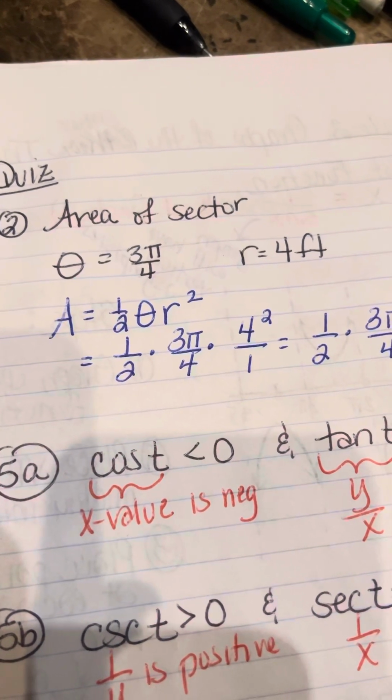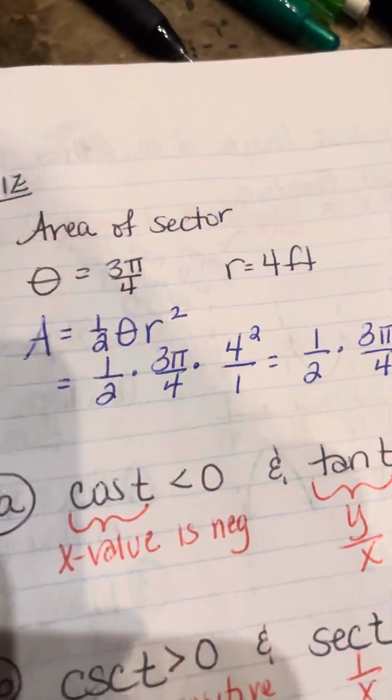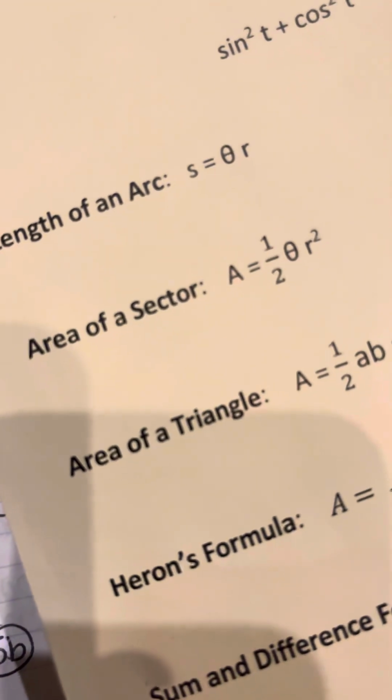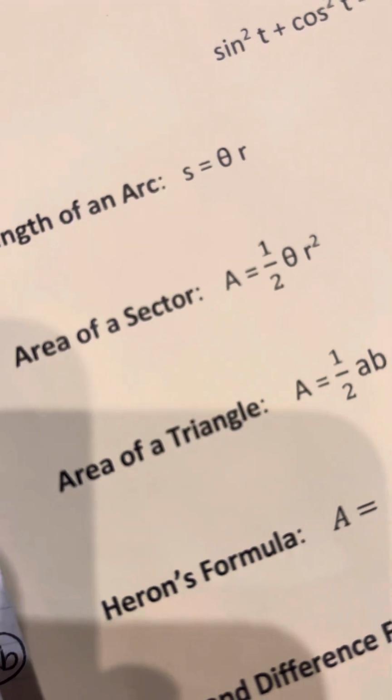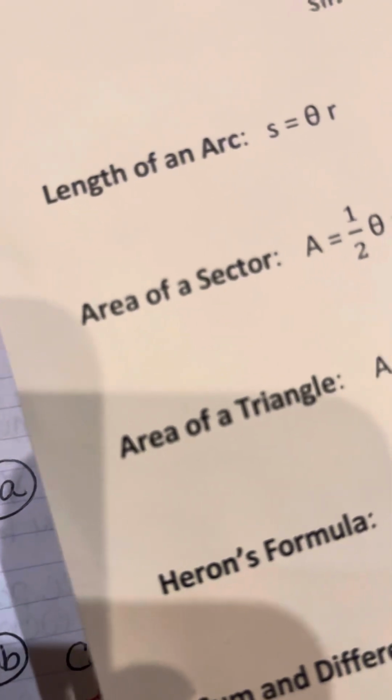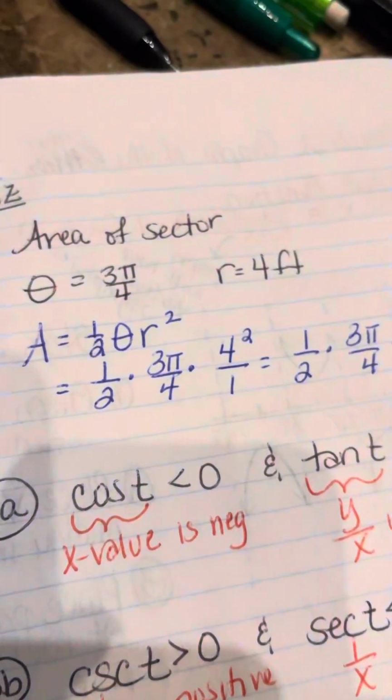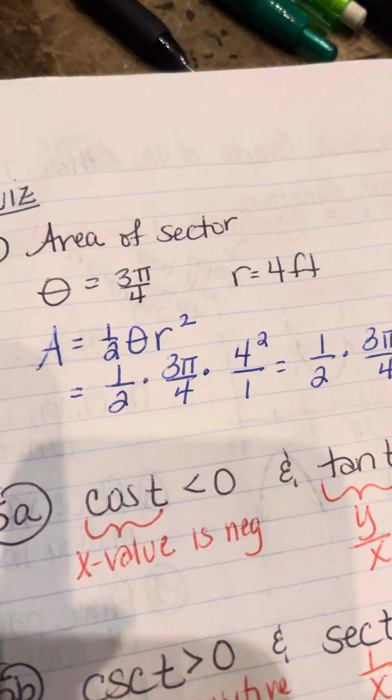They gave you that information that's written in black. You go to your formula sheet. You take the area of a sector formula off of there. The only thing you have to be careful of, it's even labeled area of a sector, is making sure theta is in radians, which it is.